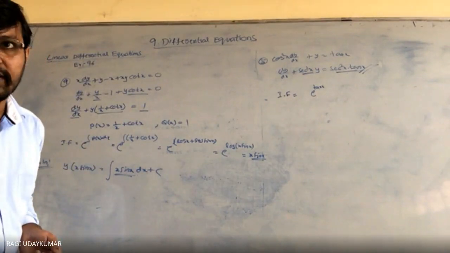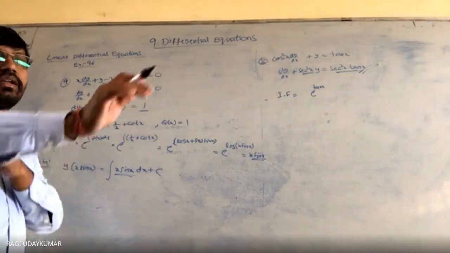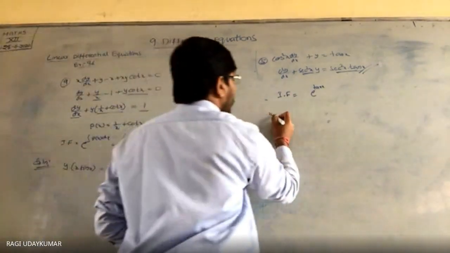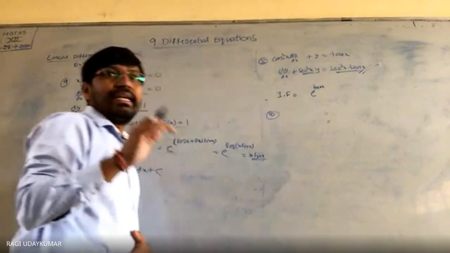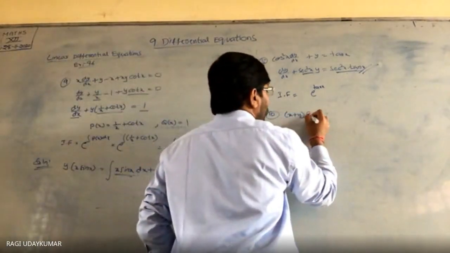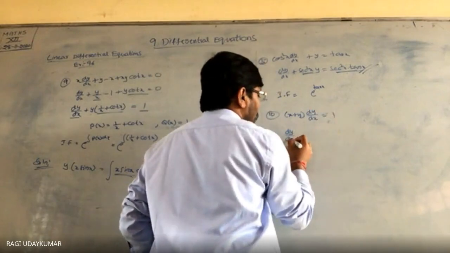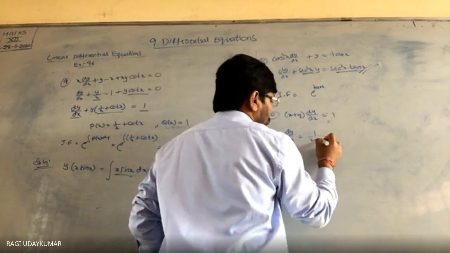Is it okay? Yes, sir. Here most of the students will commit the mistake. Now if you take the problem, it is also the same thing. What is given in the problem? x plus y into dy by dx is equals to 1. So from this, dy by dx is equals to 1 by x plus y.